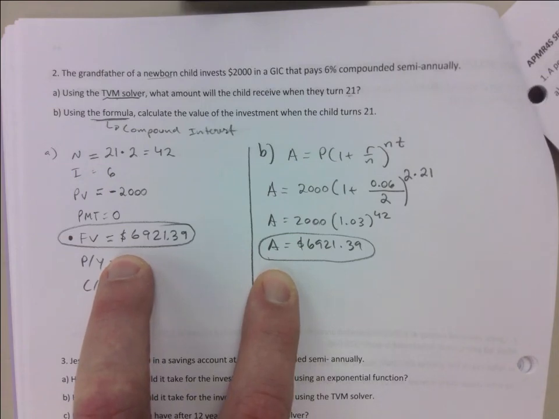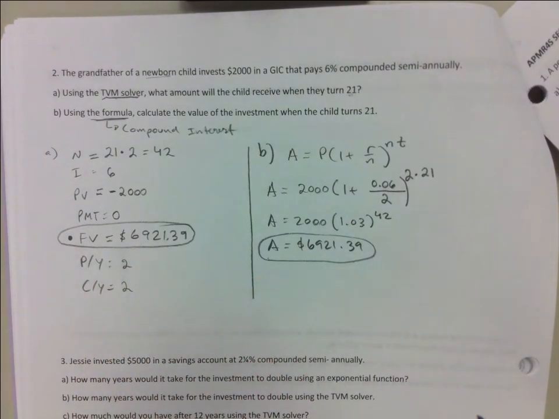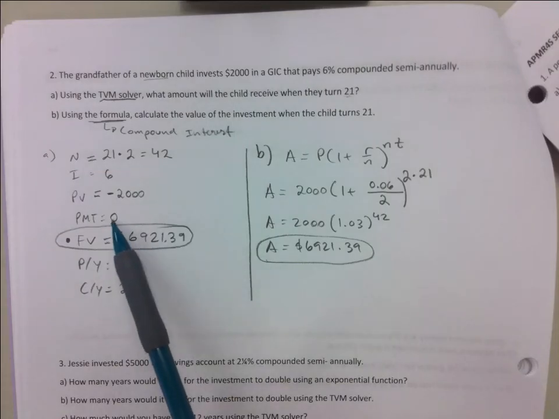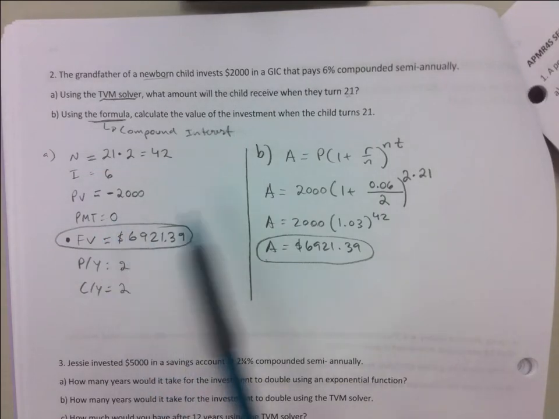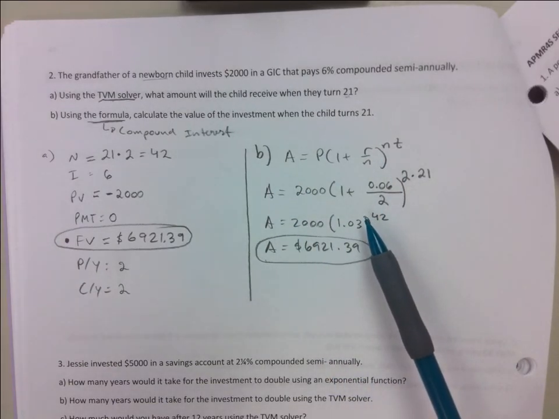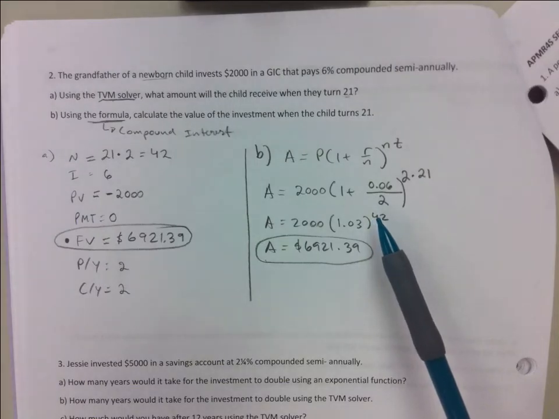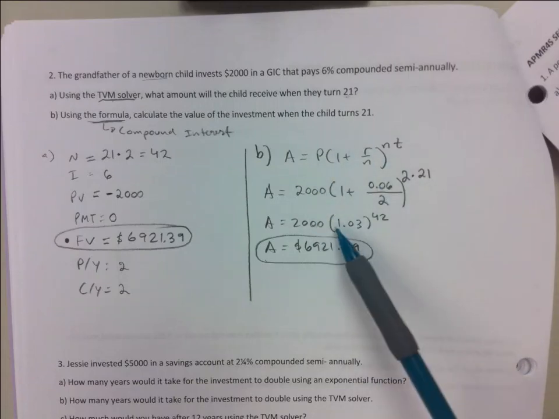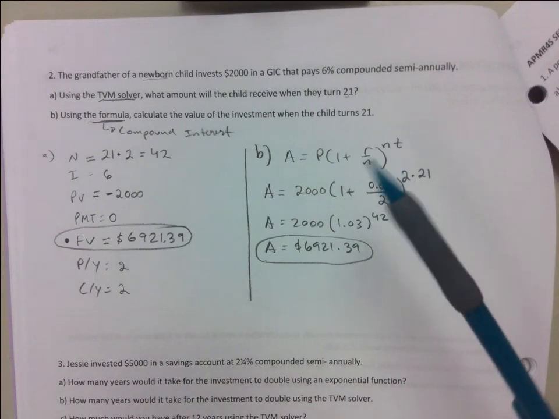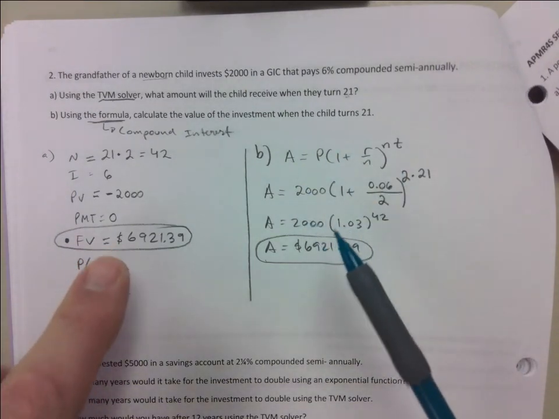Listen to this part though. Some students might think after this, oh, so I can use TVM or compound interest, right? I can use the formula or this. Only if there are no payments being made. Compound interest, this formula cannot account for you making additional payments along the way. It just cannot, okay? So this is limited to just a one-time investment and then it just grows on its own. So then you can use either one.